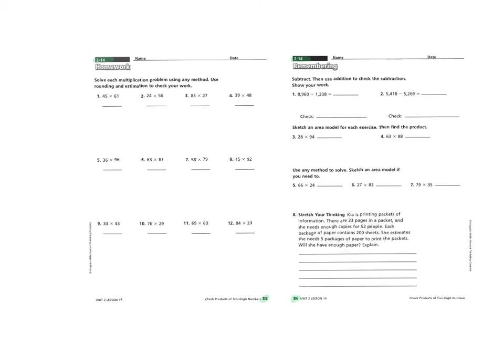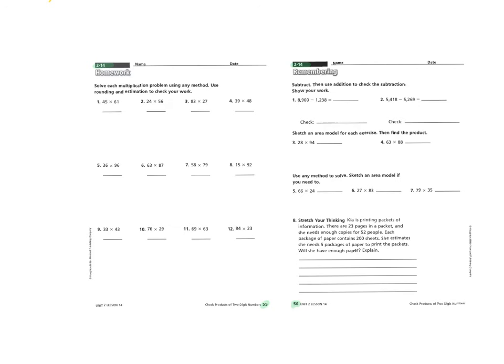So solve each problem using any method. Use rounding and estimation to check your work. Okay, 4th graders, I'd like everyone to do the traditional method, the shortcut method, which means you might need to use a separate piece of paper in order to rewrite these problems, to stack them. 45 times 61. And then you're going to solve this.